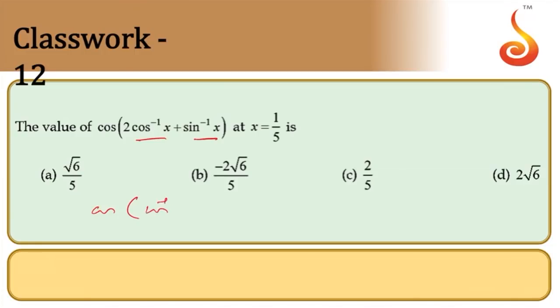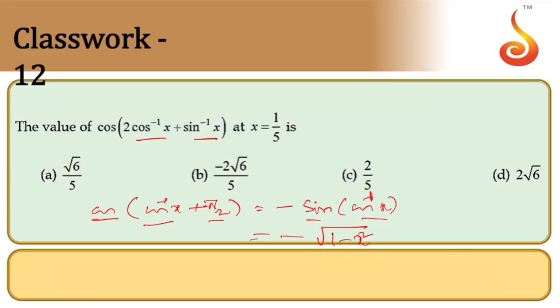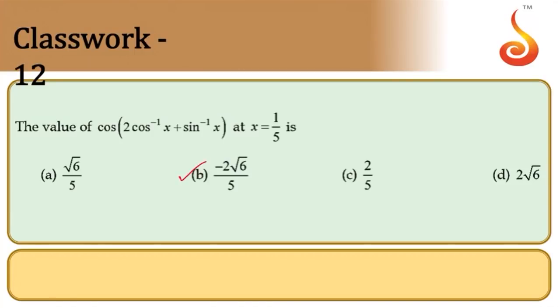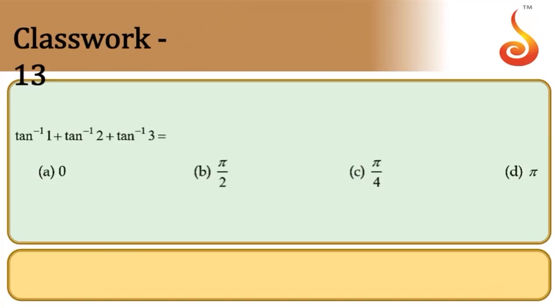Next. Similarly, cos inverse x plus sin inverse x is pi by 2. So it is cos of cos inverse x plus pi by 2. Cos of 90 plus theta is nothing but minus sine of cos inverse of x. But sine of cos inverse x is nothing but under root of 1 minus x square. When x is equal to 1 by 5, substituting, 1 minus 1 by 25 gives minus under root of 24 by 25, which is equal to minus 2 root 6 divided by 5. That is the answer: minus 2 root 6 by 5.